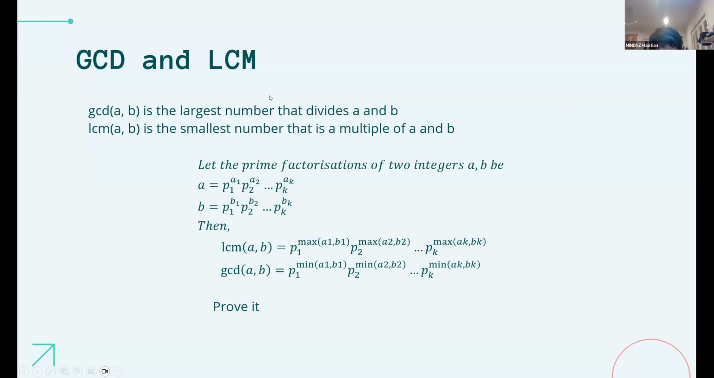This will be about the GCD, which is the greatest common divisor, and the LCM, which is the lowest common multiple of two numbers. I've already explained what the GCD is, and the LCM is the smallest number that is a multiple of A and B.